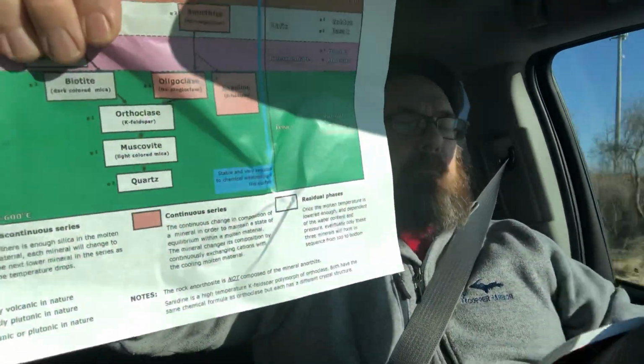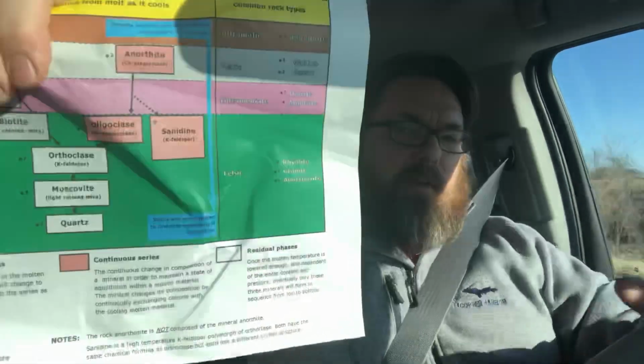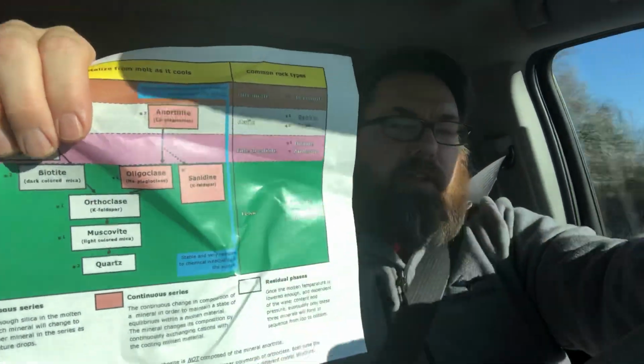Technically, the end of the series is orthoclase, and that's what shows up here, okay? At the very bottom of your continuous series, which is the pink part, you'll see it says orthoclase. We're not going to talk about sanidine, all right? Just, no. Just leave that one out.